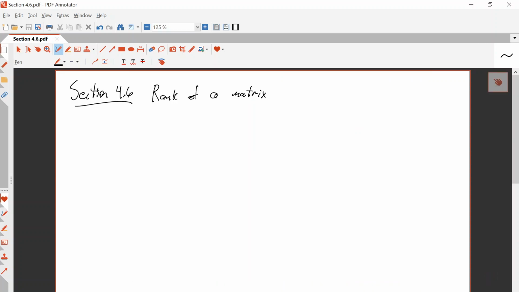Hi everybody. This is our lecture on section 4.6 on the rank of a matrix. Consider an R by C matrix A.